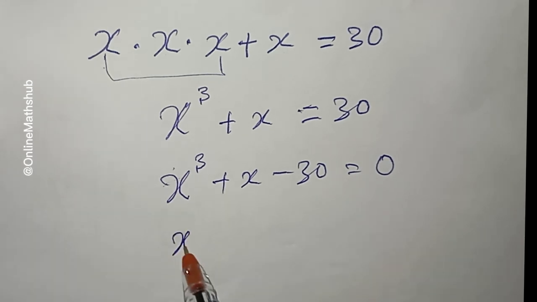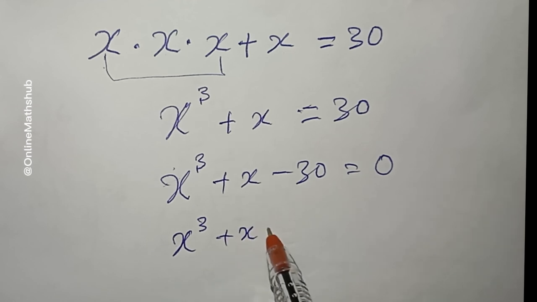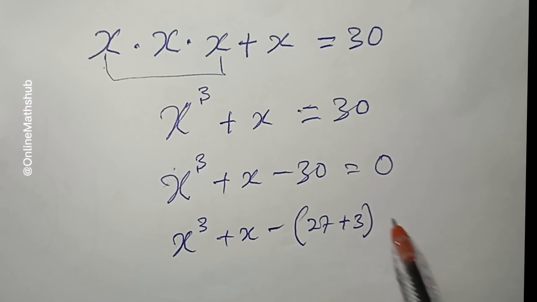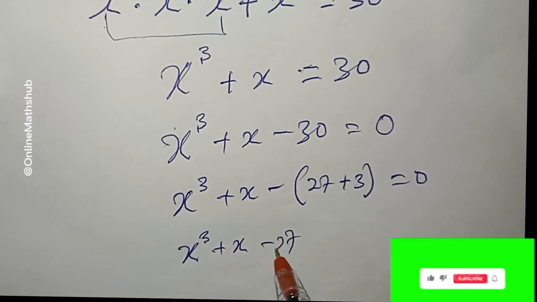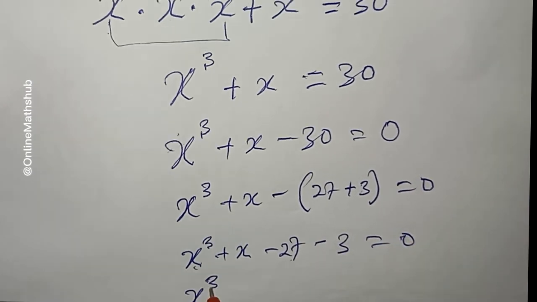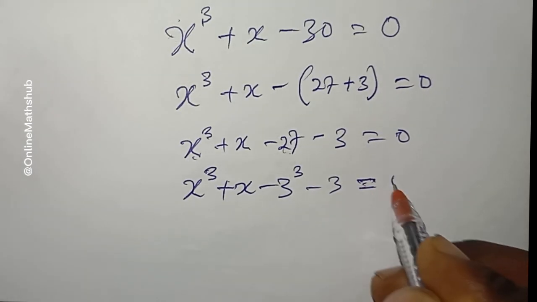Okay, so moving on, I can go ahead to simplify this 30 right here. I can write this 30 as 27 plus 3, and of course it's equal to 0. So this is x power 3 plus x minus 27, and then of course minus 3 is equal to 0. I can write this 27 here as 3 power 3, minus 3 is equal to 0.